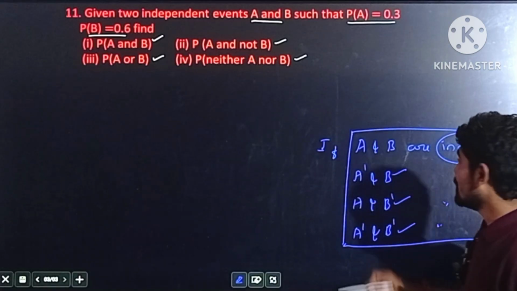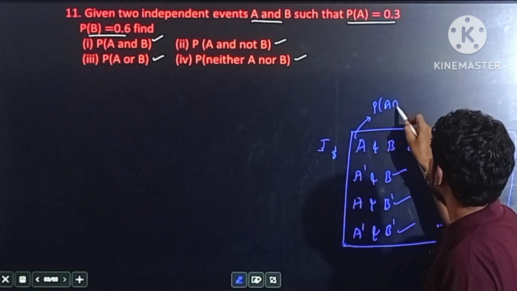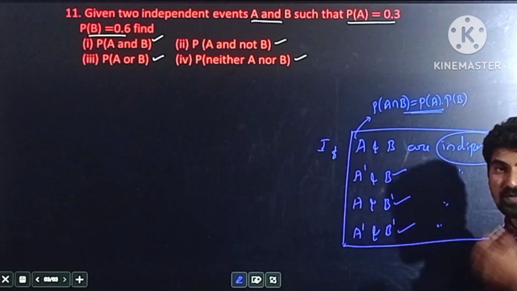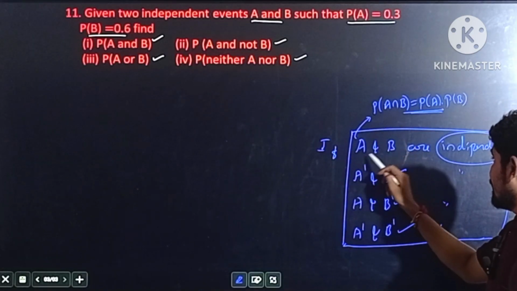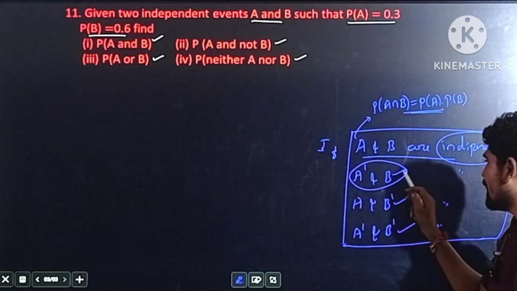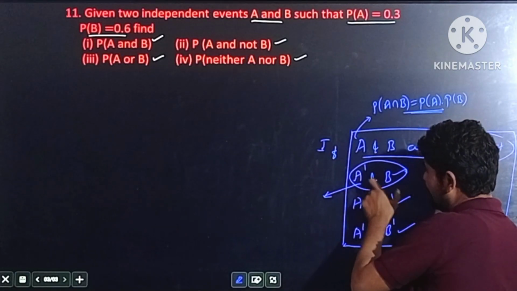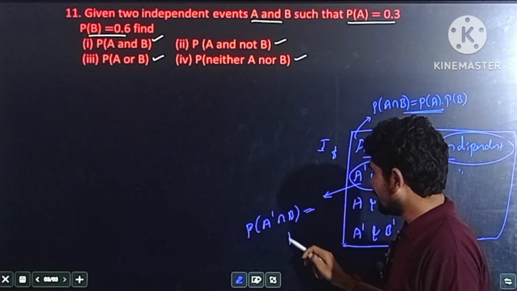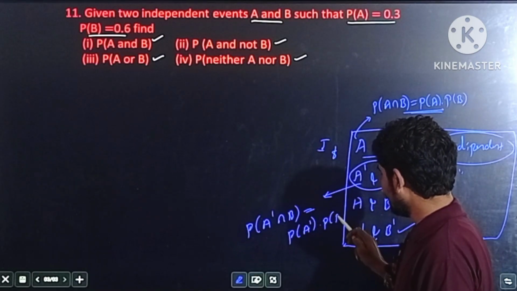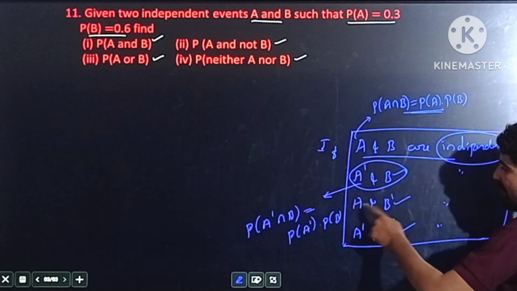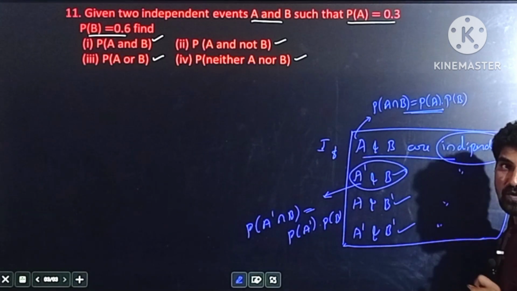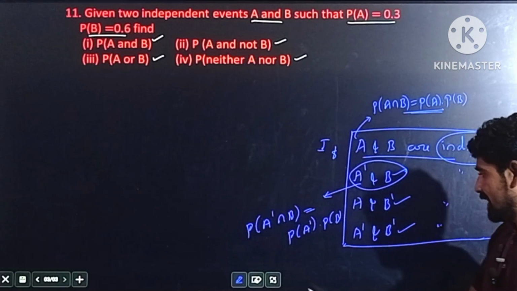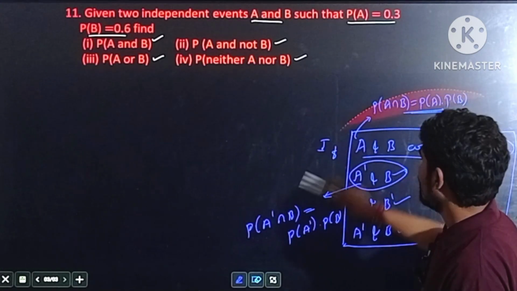And also you know that if probability of A intersection B is equal to probability of A into probability of B, then we call that A and B are independent events. So if A and B are independent events, it means A' and B are also independent events. It means the condition of independent events for A' and B is probability of A' intersection B should be equal to probability of A' into probability of B, and similarly the remaining two. Probability of A intersection B' is equal to probability of A into probability of B', and probability of A' intersection B' is equal to probability of A' into probability of B'. So you should know all these 4 points to solve this given question.